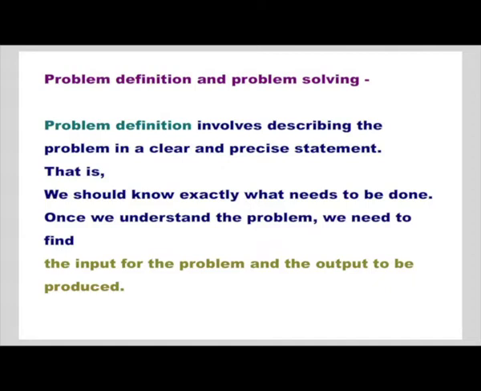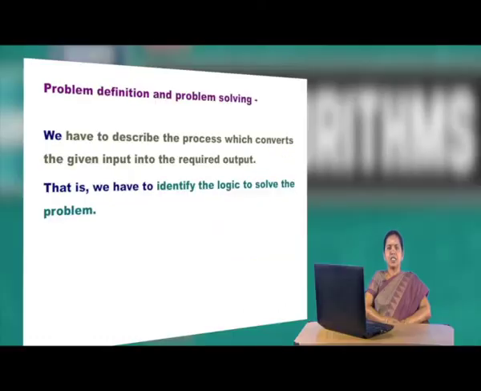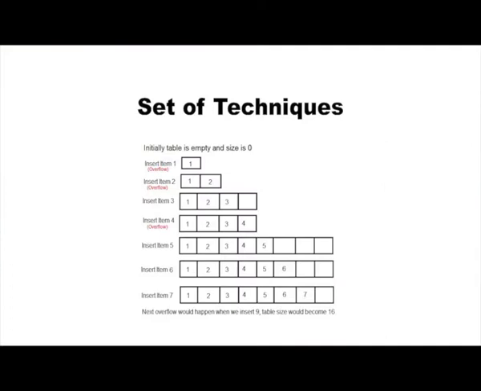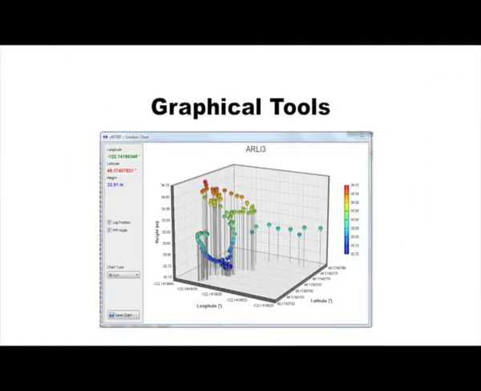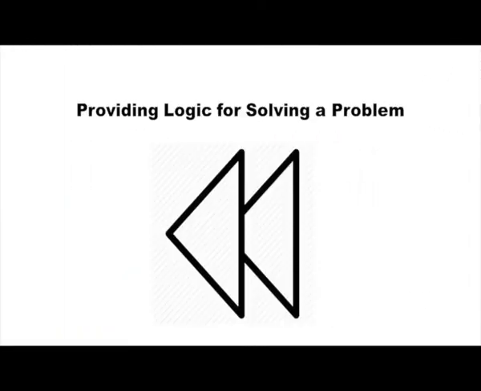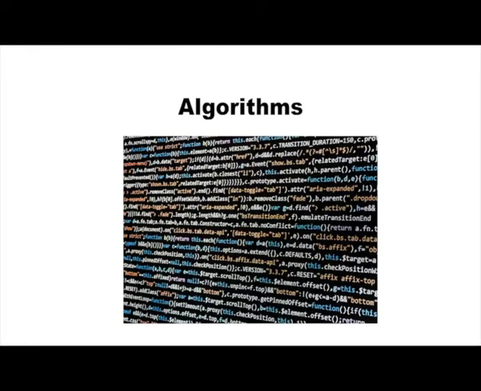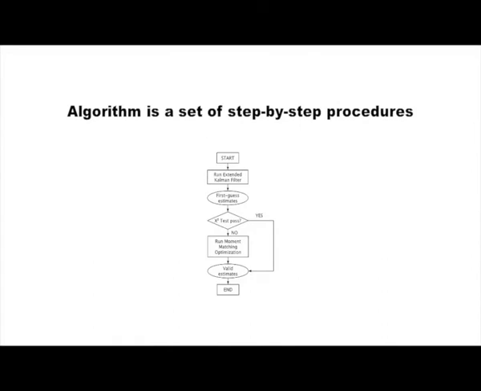Once we understand the problem, we need to find the input for the problem and the output to be produced. Then we have to describe the process which converts the given input into the required output. That is, we have to identify the logic to solve the problem. There is a set of techniques and graphical tools that help in providing logic for solving a problem. They are algorithms, flowcharts and pseudocode.